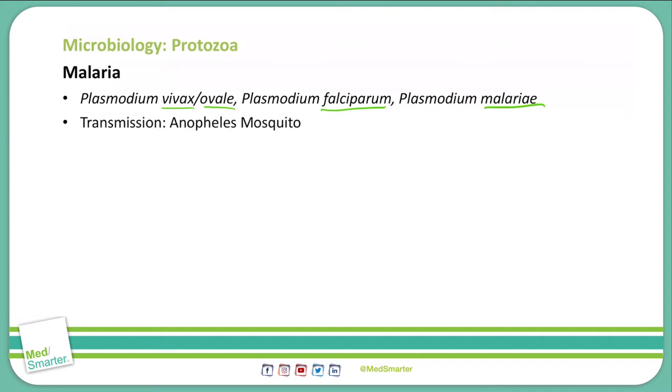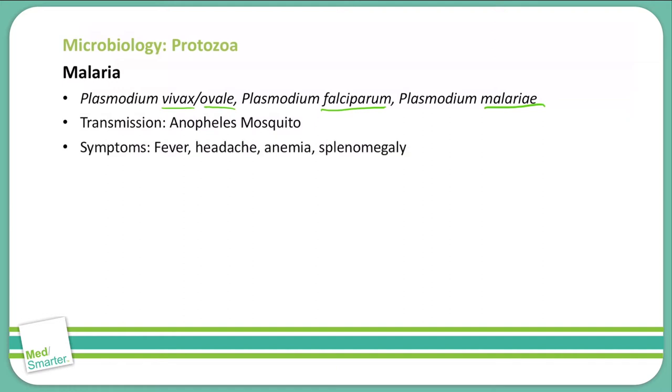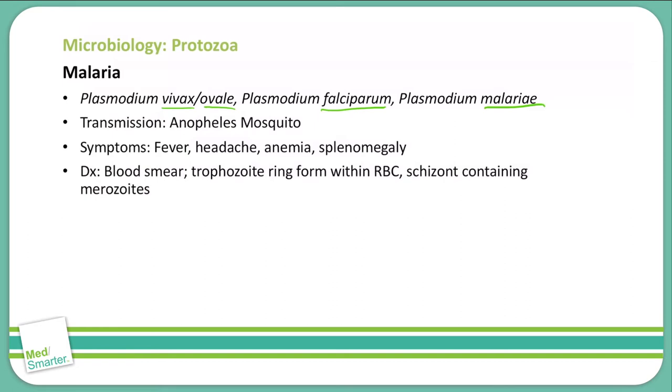The transmission for malaria is through the Anopheles mosquito. Our symptoms typically include fever, headache, anemia, and splenomegaly. To diagnose this, you do a blood smear and you will see a trophozoite ring that is formed within the red blood cell, as the red blood cell is the host for malaria.